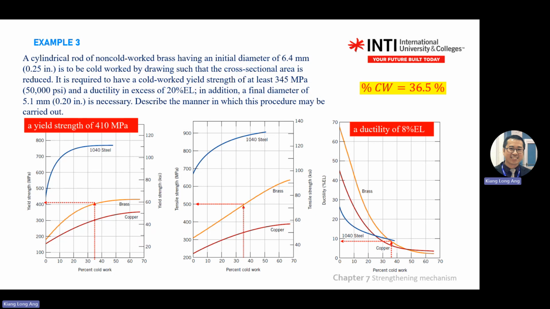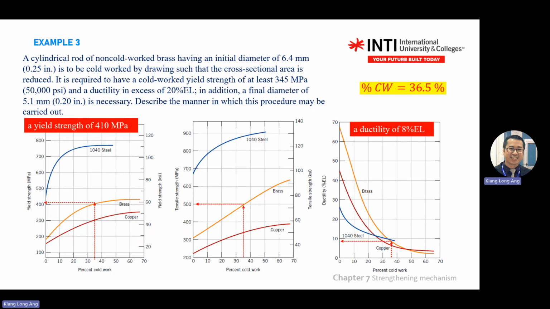This is a think-outside-the-box kind of question. Initial diameter, 6.4 mm. When you send the products, the customer wants to see 5.1 mm. This is what the customer has already fixed.